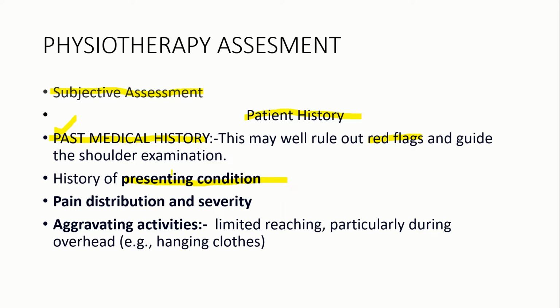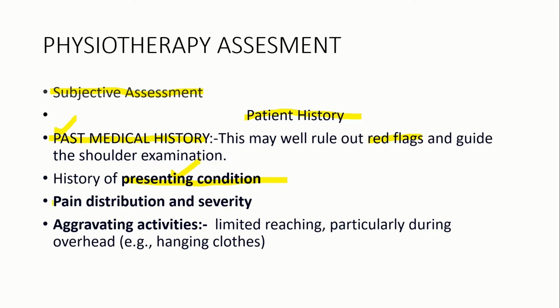In the history of presenting condition, we have to take the duration and the onset. For example, if the patient comes with a complaint of lateral side shoulder pain and shoulder pain with a little back ache, it is very important for us to know the onset, the date of onset, like the duration, from how long the person is facing the problem. So all this information will be included in the history of presenting condition, in which we will be taking the duration, the onset, and all these things.